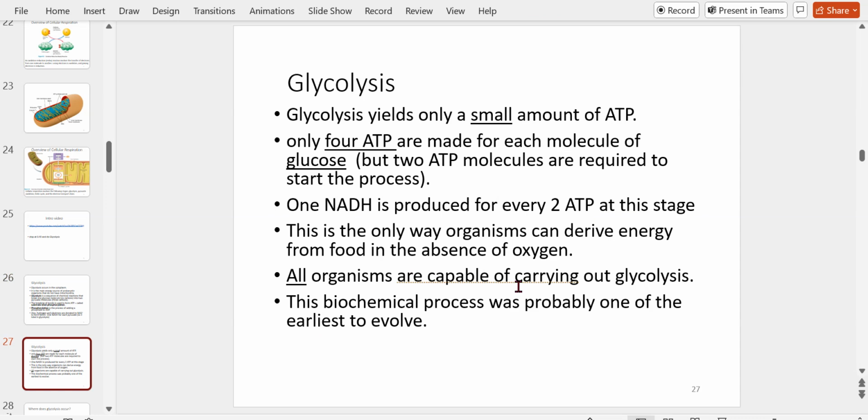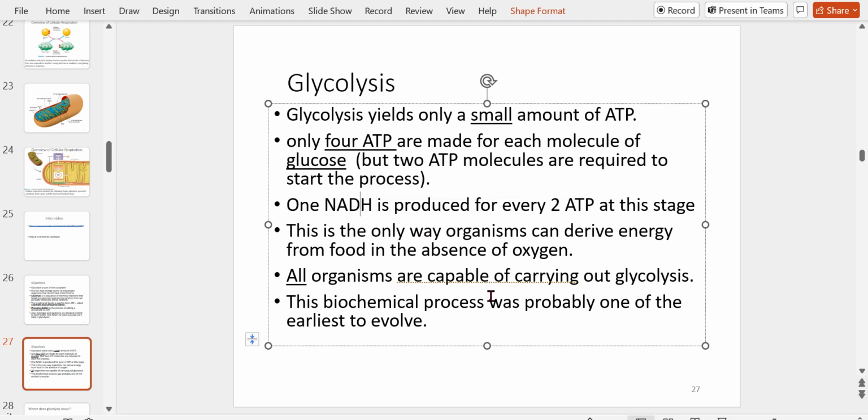So glycolysis yields only a small amount of ATP. Only 4 ATP are made for each molecule of glucose, but remember, we lose 2 ATP to start the process. So we make 4 ATP, but it costs us 2 to get the process going, so we only make 2 ATP. 1 NADH molecule is produced for every 2 ATP at this stage. So if 2 ATP are made, 1 NADH is made and saved for later.